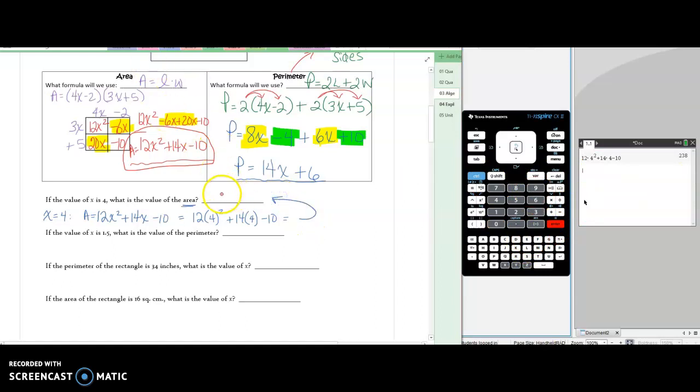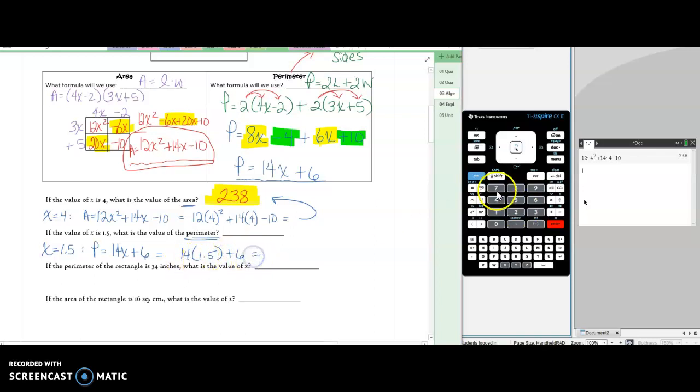238. I'm going to change colors here just for impact. Okay. So now they want to know, what if x is now 1.5? So x is equal to 1.5. What's the value of the perimeter? Now they're asking for perimeter. So my perimeter in terms of x is 14x plus 6, right? So I'm just going to substitute the 1.5 in for x. So 14 times 1.5 plus 6, what does that equal?